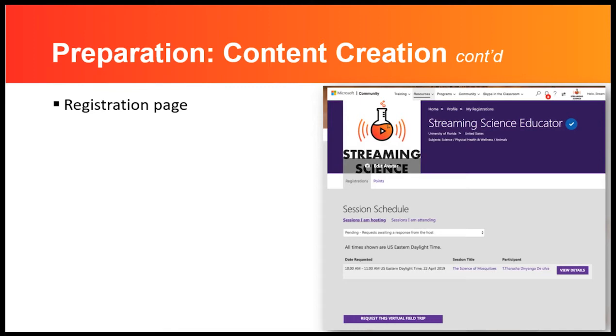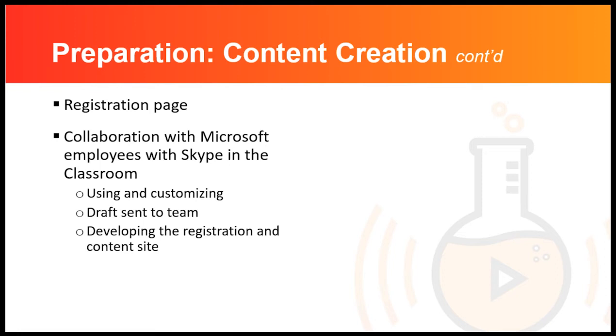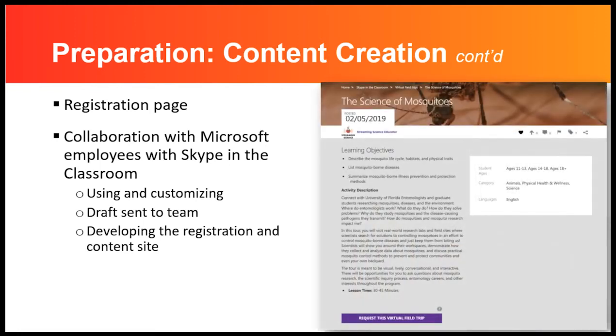The agricultural communicators collaborate with Microsoft employees to address aspects such as how to use the site for registration, uploading content, and customizing the site to meet the needs of the program. Drafts of the images and content are provided to the Skype in the Classroom team, who then use this information to build the site. Finally, once the site is built and loaded with content, a link was provided for live streaming.